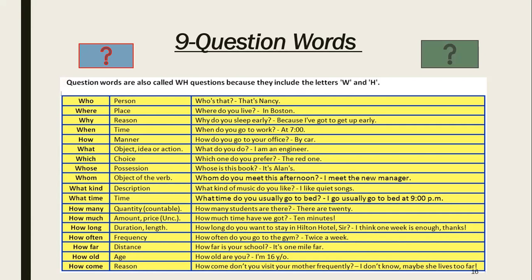When do you go to work? Asking about the manner of doing something, we use how. I say, for example, I play the piano perfectly. So how do you play the piano? Perfectly.